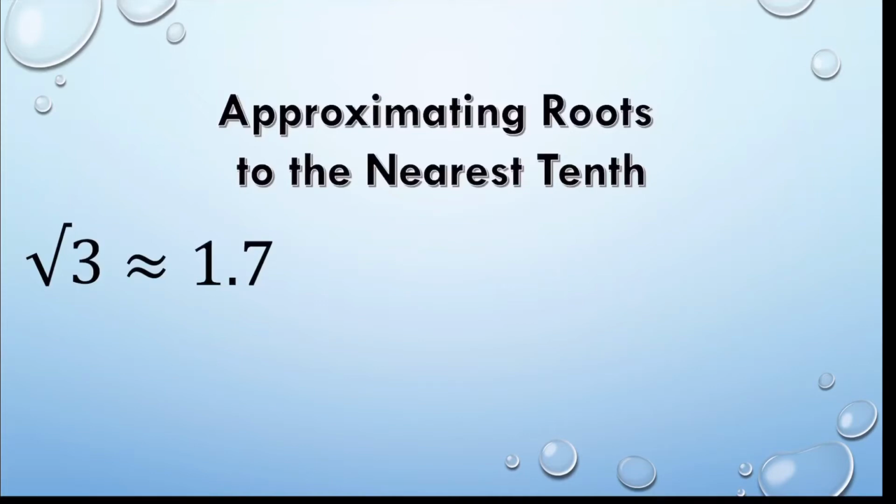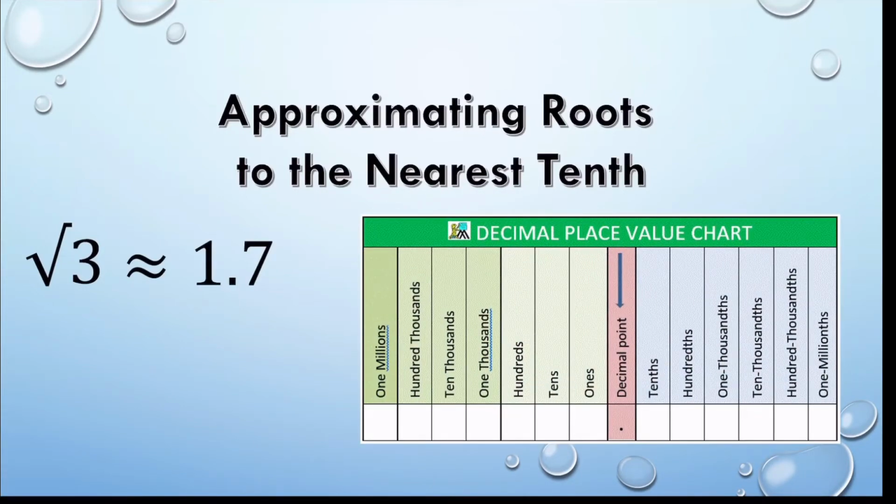But let's review for a second. This is a chart that you might want to copy down so you remember when we're talking about place values. Well, tenths is the one right after the decimal point. So if they're asking us to round to the nearest tenth, I actually have to go to the hundredth so I know how to round, okay? Don't worry, we're going to go through step by step right now how to do that.